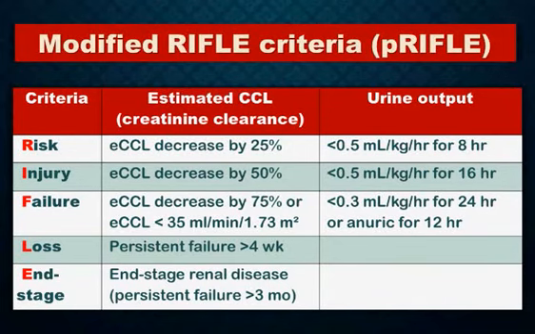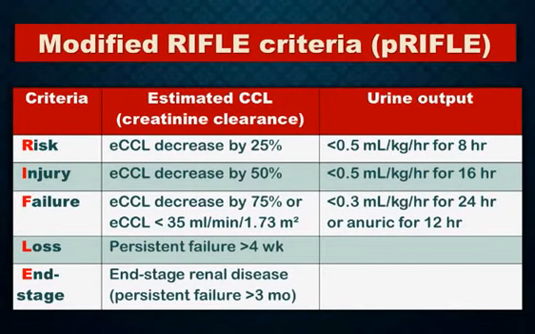When we reach the stage of loss and the end stage, here we will not depend on the urine output, just on the estimated creatinine clearance. So if there is persistent failure, and we now know what failure is, persistent failure for more than 4 weeks means there is a loss. And the end stage is when the persistent failure lasts more than 3 months. This is called the modified pediatric RIFLE criteria.